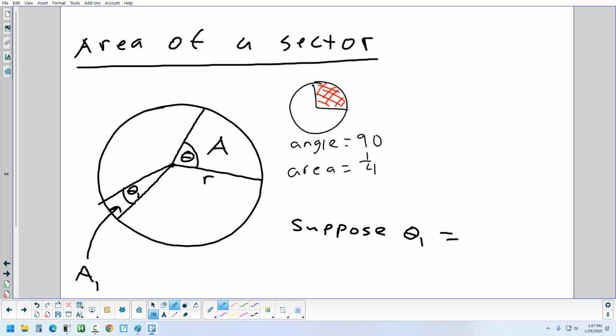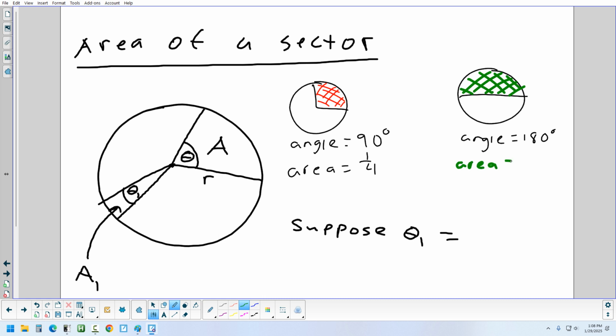What's the size of the angle if I double what I had before? 180. So we're going to double the size of the angle. The question is going to be, do you double the size of the area? So that angle is 180. I doubled it. Now by doubling it, look at the area that's shaded in now. 1/2. That is half the circle. So if I double the size of the angle, I also doubled the size of the area.